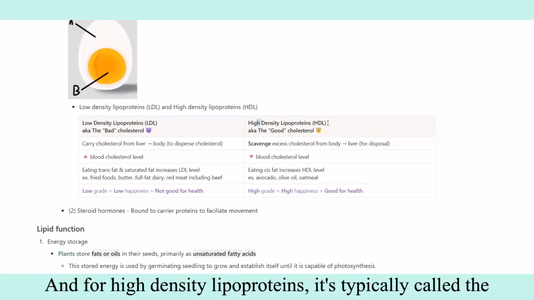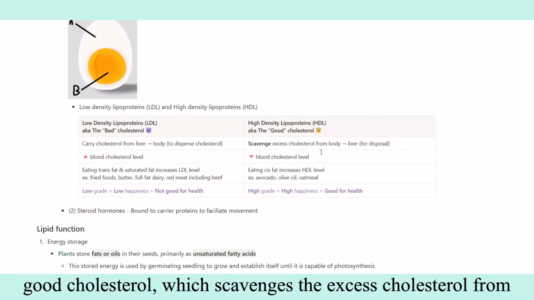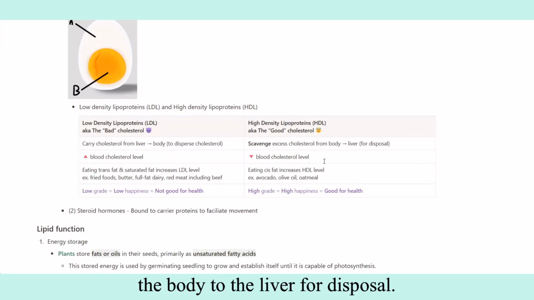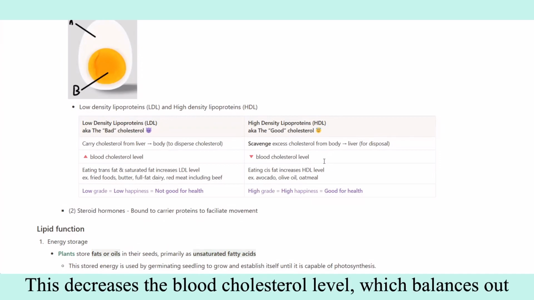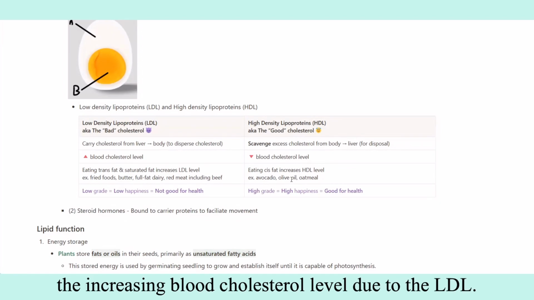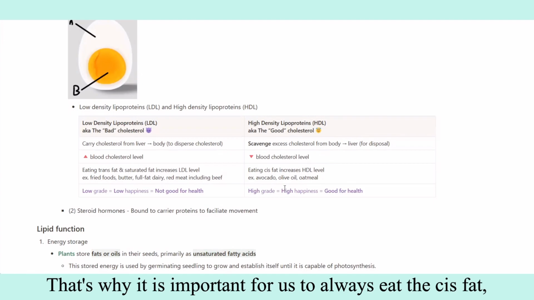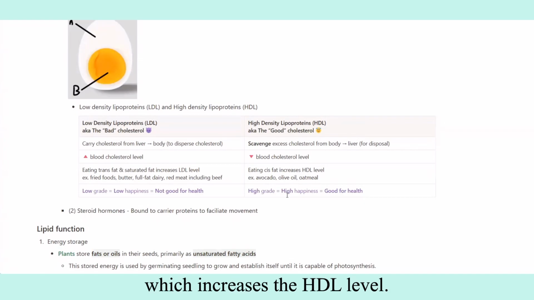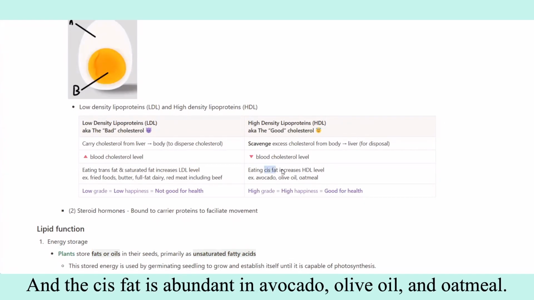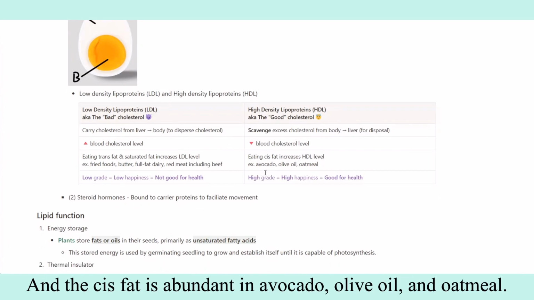And high density lipoprotein is typically called the good cholesterol, which scavenges the excess cholesterol from the body to the liver for disposal. This decreases the blood cholesterol level, which balances out the increasing blood cholesterol level due to the LDL. That's why it is important for us to always eat cis fat, which increases the HDL level. And cis fat is abundant in avocado, olive oil, and oatmeal.